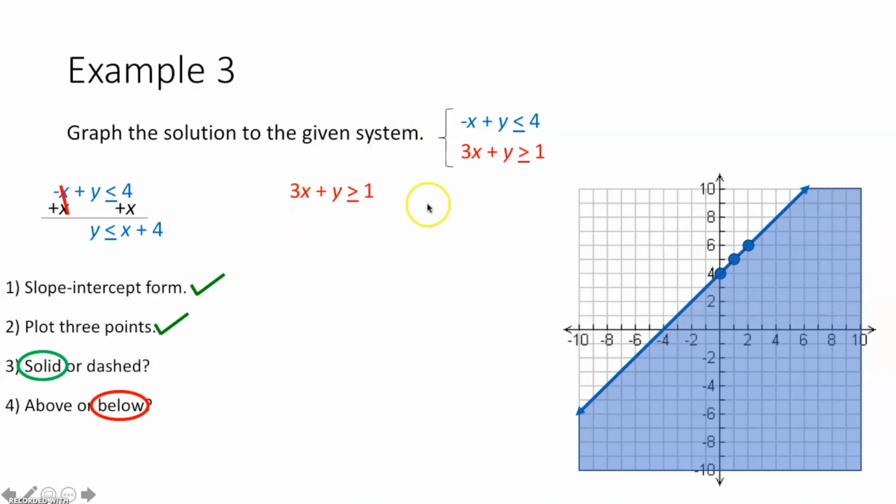Next, we're going to graph our second linear inequality. So first, is it in slope-intercept form? y equals mx plus b? No, this is in standard form. So we need to get y by itself. How do we solve for y? We get this 3x to the other side. To do that, we subtract 3x from both sides.